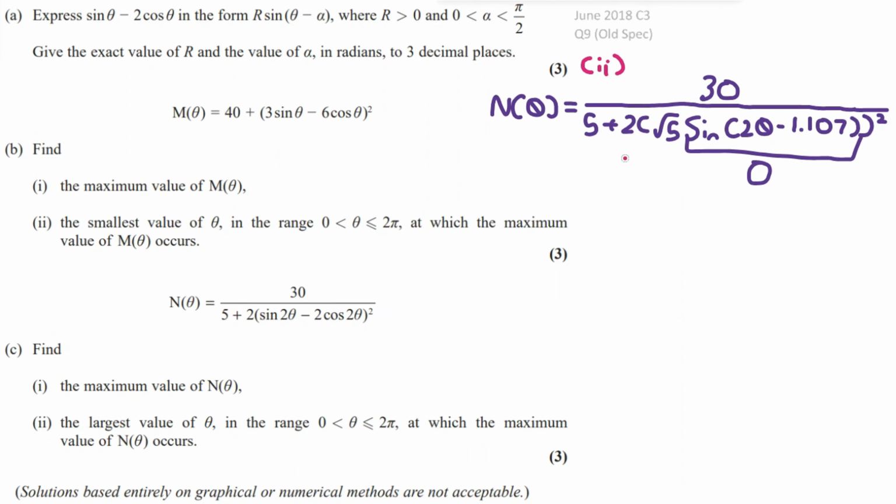And then for the second part of C, we need to find the largest value of theta in this range for which this maximum occurs. And as this maximum occurs when this is 0, what this question is asking is to find the largest value of theta in this range for which sin of 2 theta minus 1.107 is equal to 0. Now, because it's actually asking for the largest value of theta in this range, and also because we have this 2 theta, this question is actually a bit awkward, such that, and this isn't necessary for the other questions like this, like part B II, or like the other example of this kind of question that we went through earlier in the video.